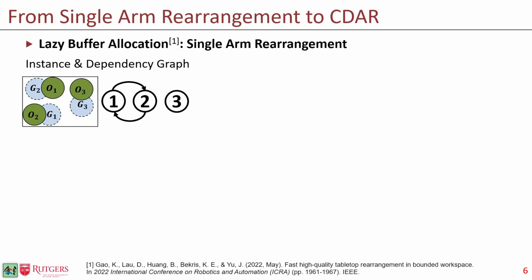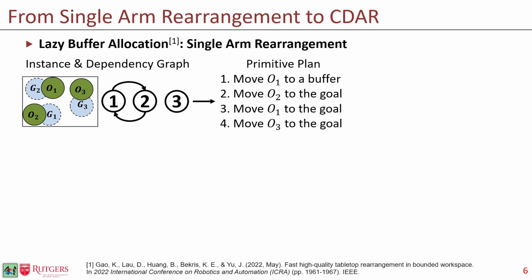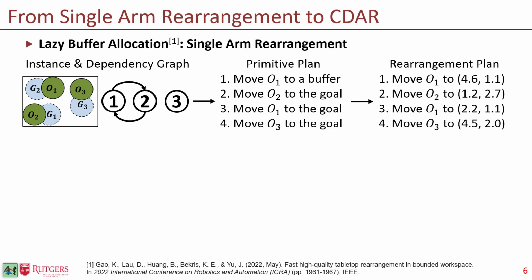In tabletop rearrangements, some objects cannot directly move to the goal positions. For instance, in this example, objects 1 and 2 are blocking each other's goal positions. In this case, we need to temporarily store one of the objects at a buffer position. A previous work solved this problem with a lazy buffer allocation framework. In the first step, the algorithm decides which object to move to the buffers and the time span for the temporary stay. In the second step, the algorithm allocates free space for the buffers.